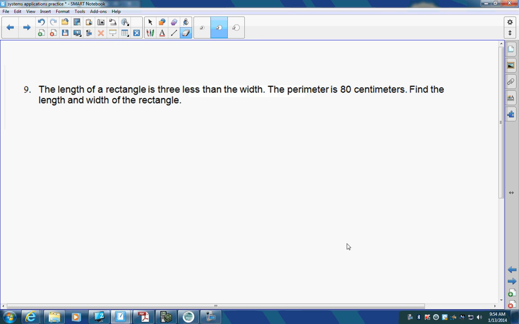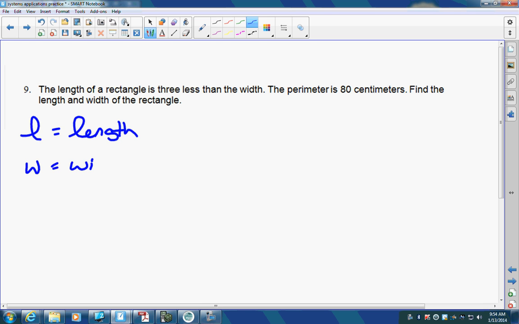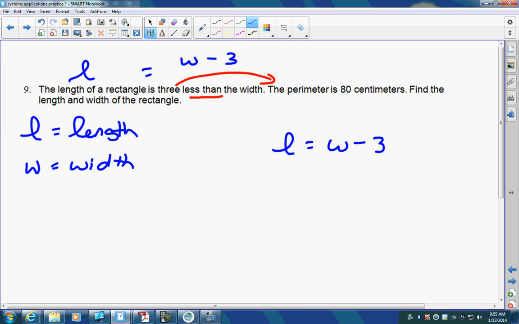So let's look at number 9. It says the length of a rectangle is 3 less than the width. The perimeter is 80 centimeters. Find the length and the width of the rectangle. What you're going to find more is people are going to use L for length and W for width. Now it says 3 less than. Underline that less than. That 3's got to go at the end. So it's got to be the width minus 3. Length equals W minus 3.